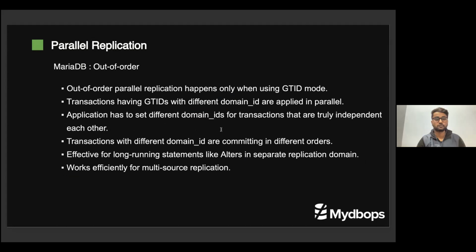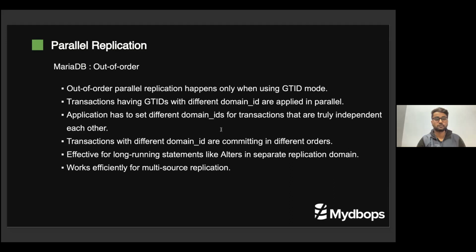So this is the second type of parallel replication in MariaDB, out of order. As the name suggests, it will not preserve the same commit order as the master, it can be different. And it is enabled only when GTID mode is enabled, and that is the default from 10.2 in MariaDB. Every transaction having a GTID with a different domain ID will be applied in parallel. Different domain ID means if we have multi-source replication, then for every master there will be a different domain ID. So those types of transactions will be applied in parallel on the slave.